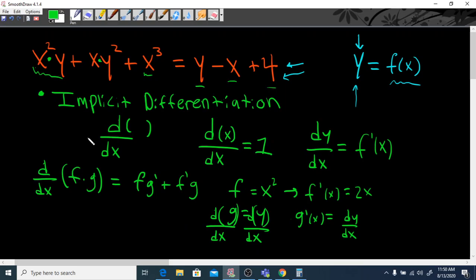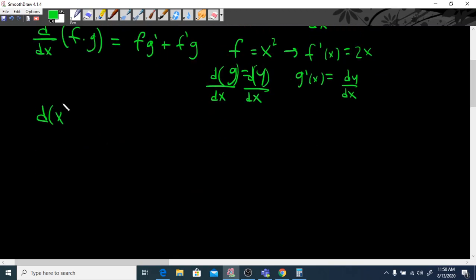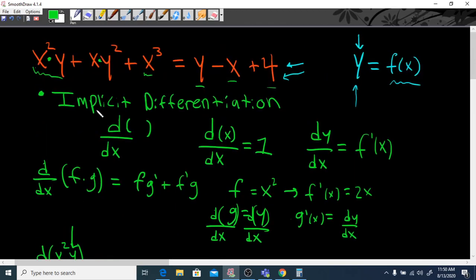Now, let's write down the derivative of that first bit. So the derivative of x squared y with respect to x. Just the first bit here is going to be 2x: take the derivative of the first one, leave the second one alone, plus leave the first one alone, and then take the derivative of the second piece, which is y, so just dy dx. Okay? That's for the first chunk. All right? Let's talk about the second chunk.